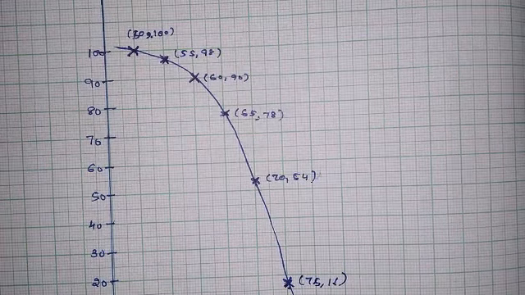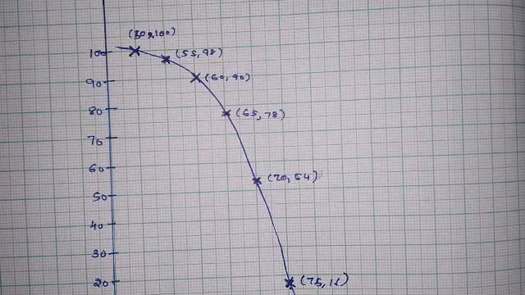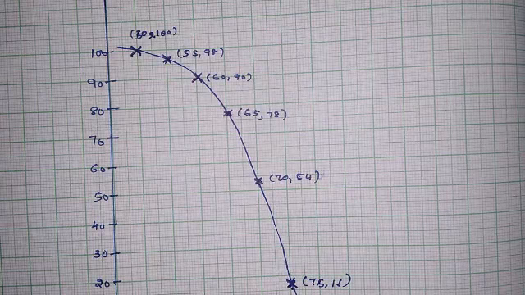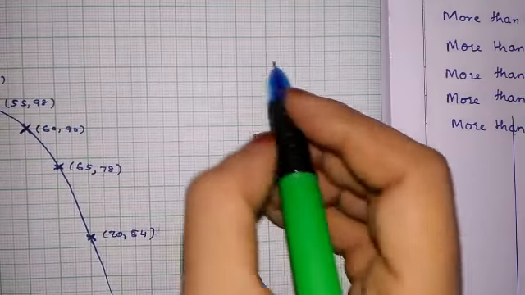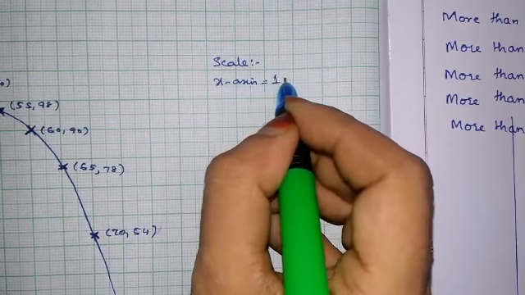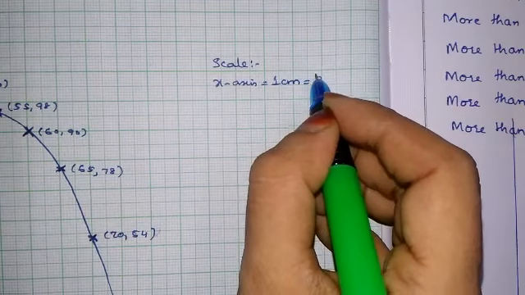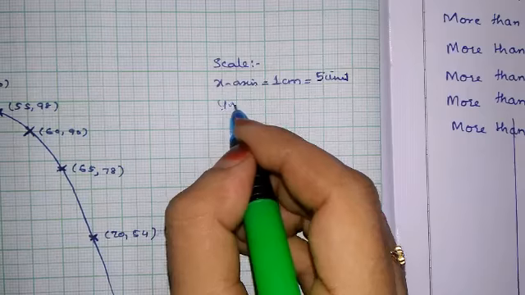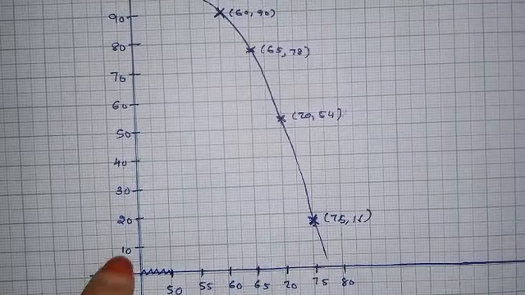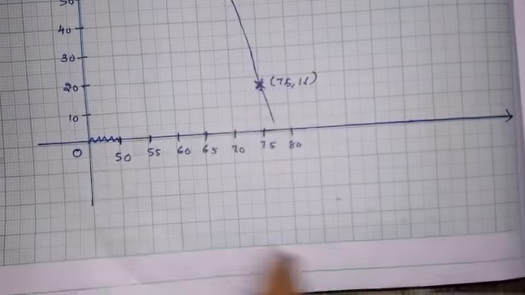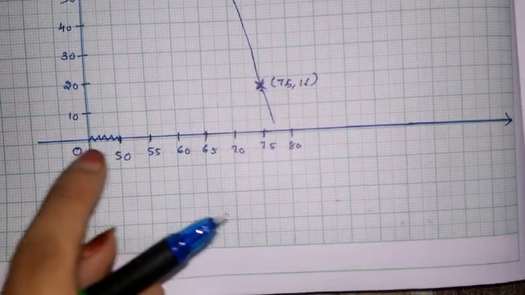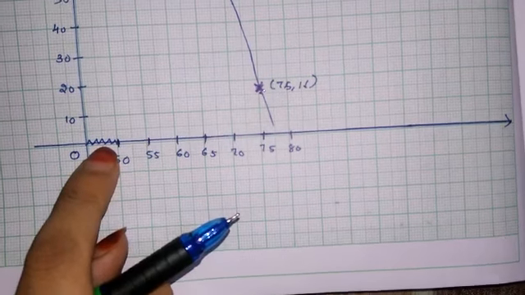This is a very easy and very important question. 100% sure in the board examination, either more than type or less than type. So it is one sure question. You should not forget to write the scale. On the x-axis, 1 centimeter equals 5 units, and on the y-axis, 1 centimeter equals 10 units. Why 10 units? Because 0, 10, 20, that is 10 units. On the x-axis, 50, 55, 60, 65, so 5 units. And here 0 to 50 is a larger difference, so you have to write this sign.